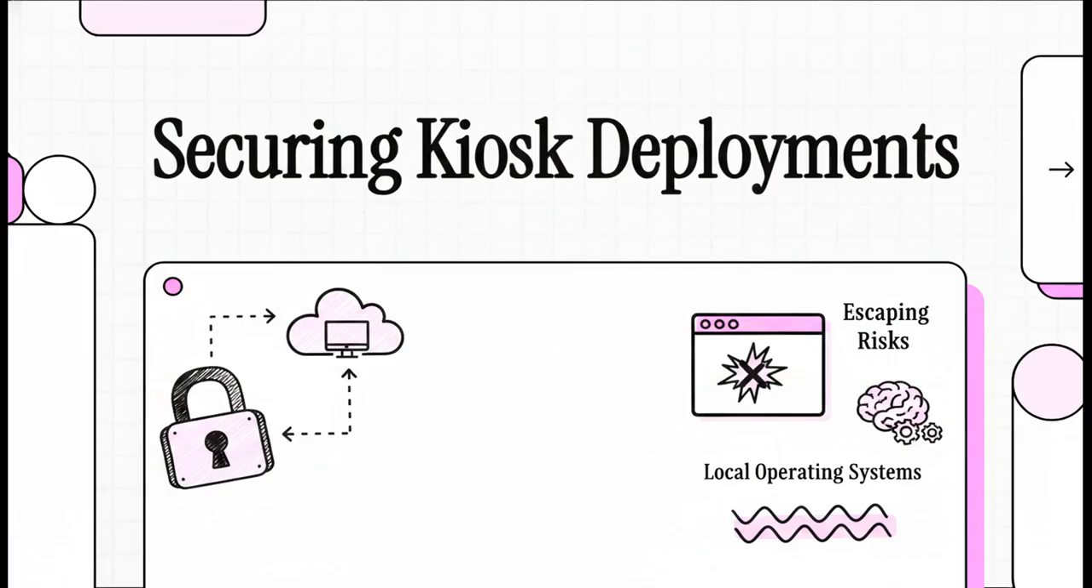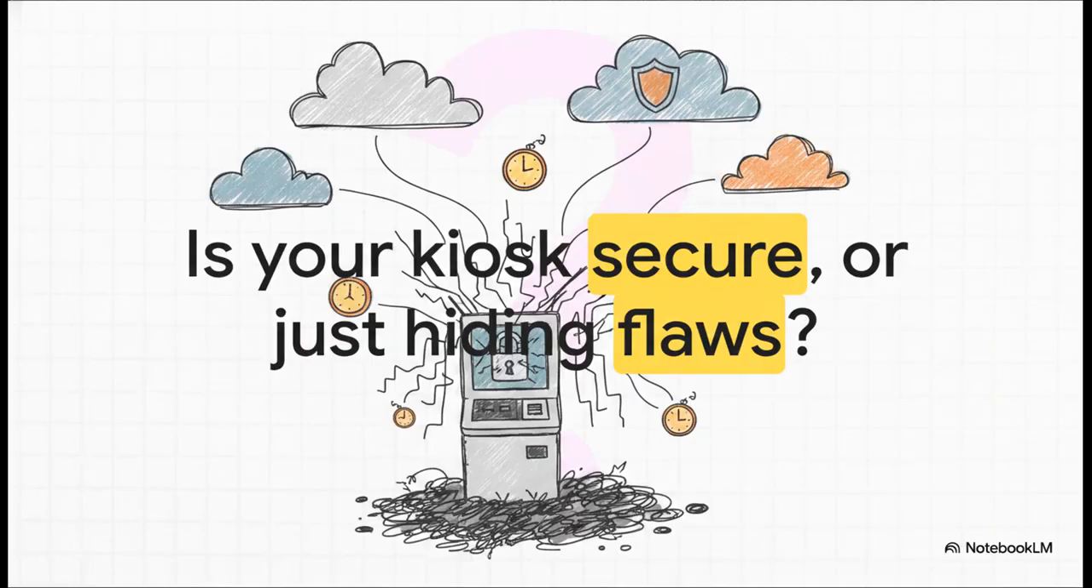We are breaking down a really fascinating recent analysis from Sendwin, all about deploying secure kiosk browsers. Specifically, we're going to look at how to completely escape the massive and honestly often hidden risks that come with local operating systems. So let me ask you a question right out of the gate. Is your current kiosk setup actually secure? Or is it just hiding catastrophic flaws behind a thin veil of lockdown software? Because look, if you're just throwing a full-screen browser on top of a standard local OS, you might be sitting on a ticking time bomb without even realizing it.